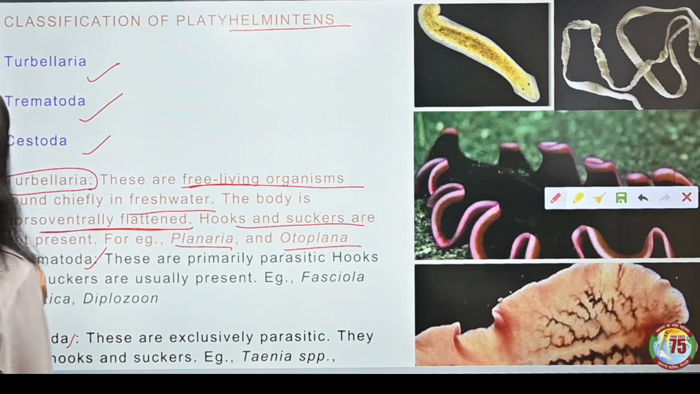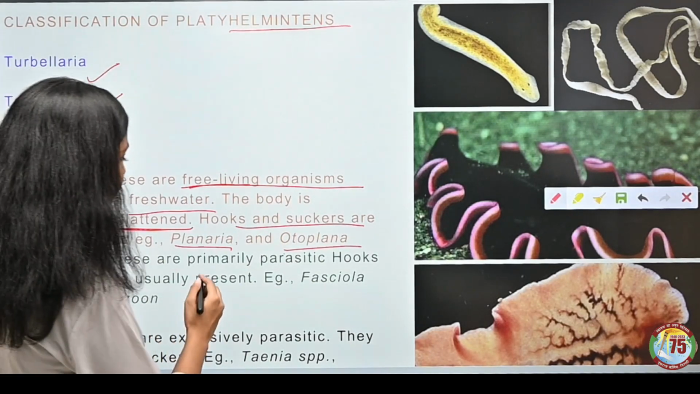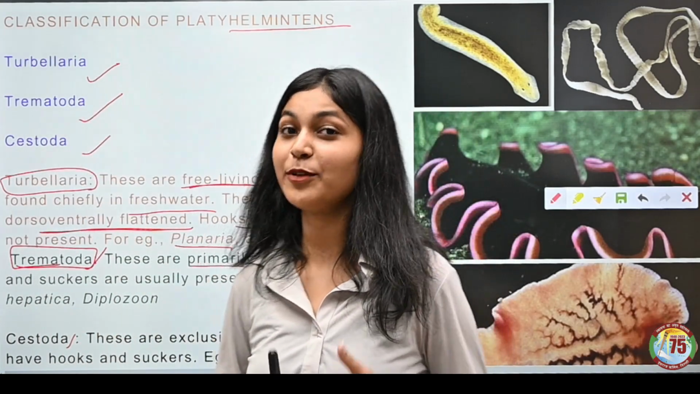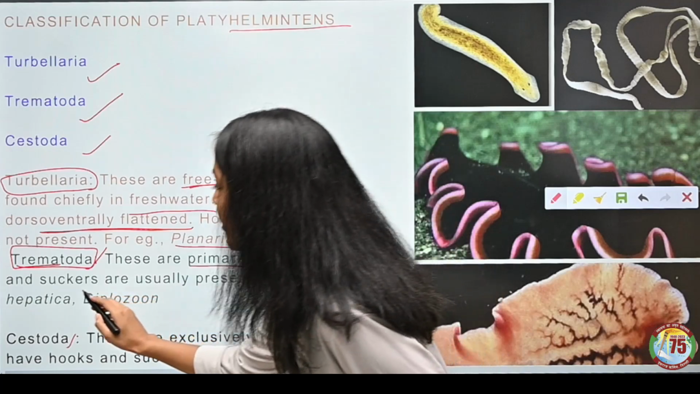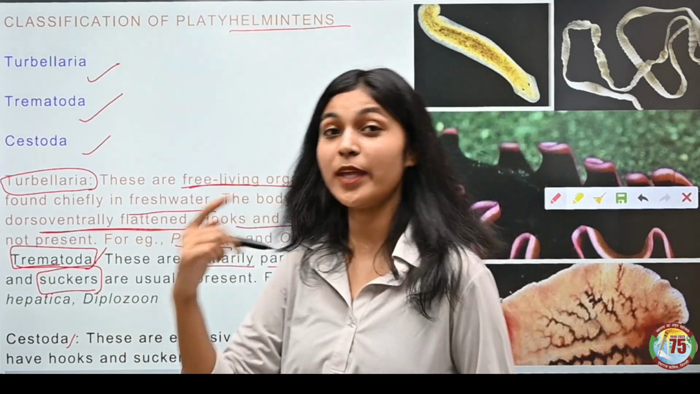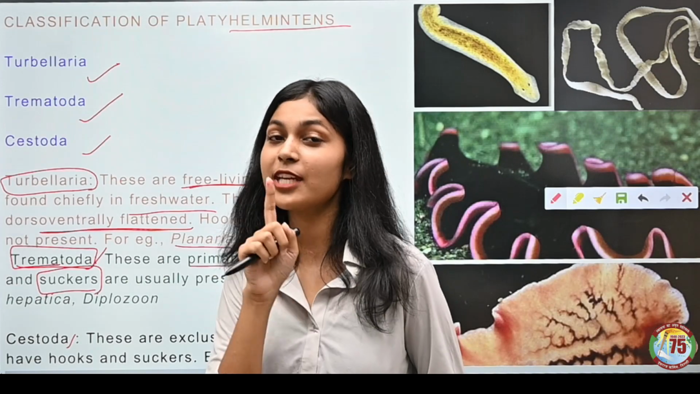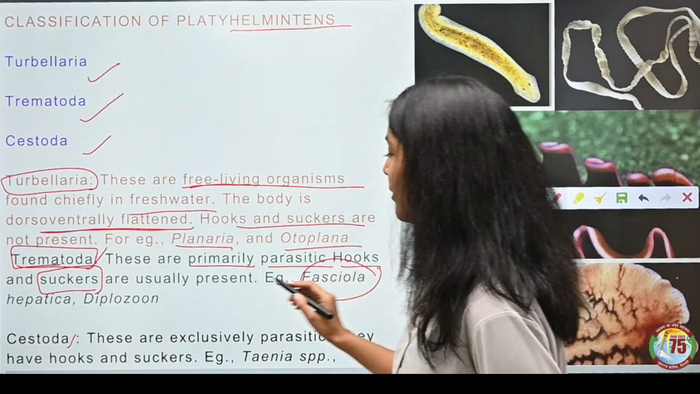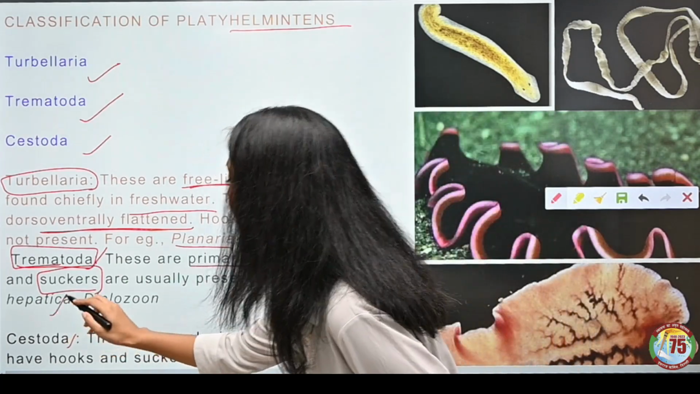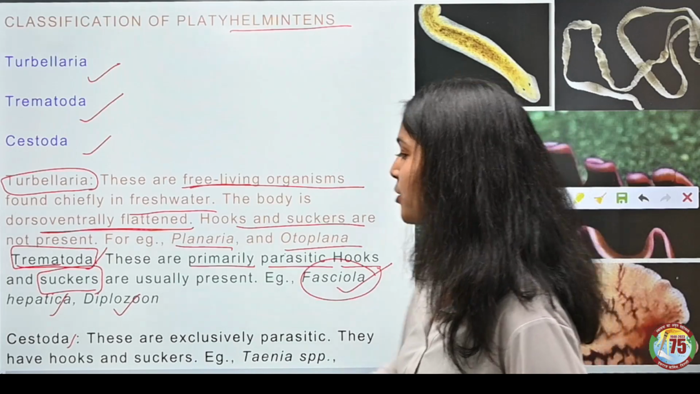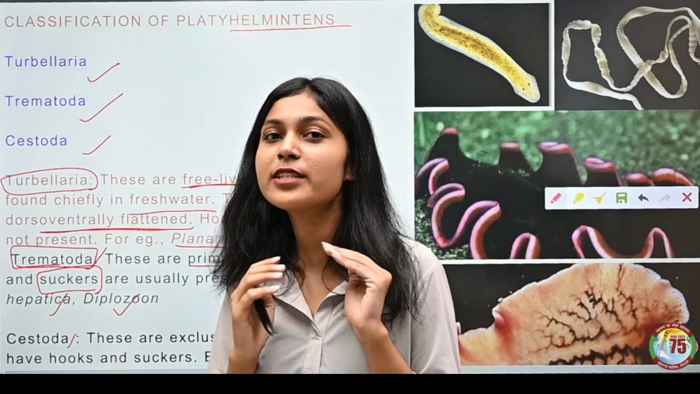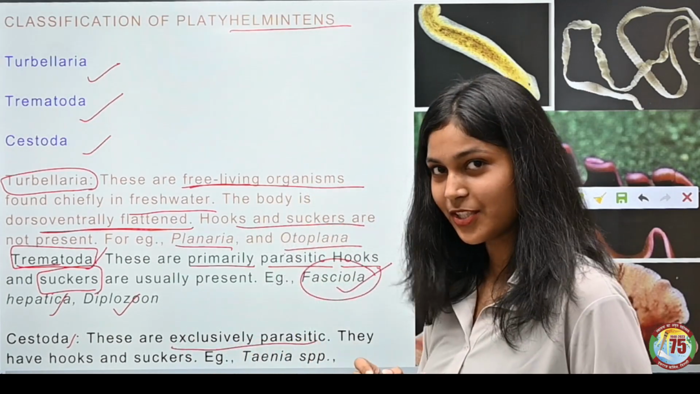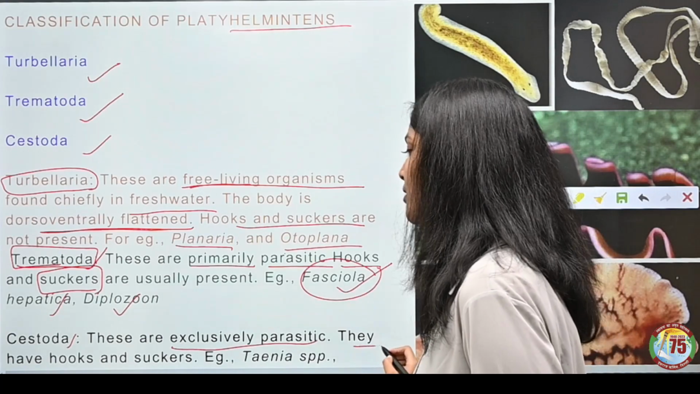Now moving to Trematoda. These are primarily parasitic in nature. That's why it's very obvious for them to have these hooks and suckers, so that they can attach very easily to the organism or the host in which they are going to live. Examples include Fasciola hepatica and Diplozoon. Now, coming to Cestoda, these are exclusively parasitic in nature. So it's very obvious for them to have these hooks and suckers.